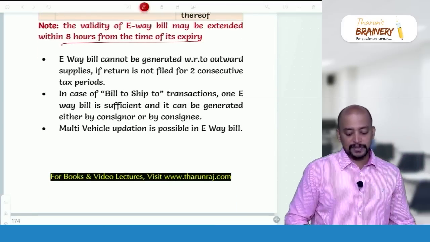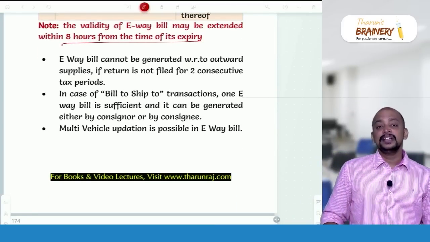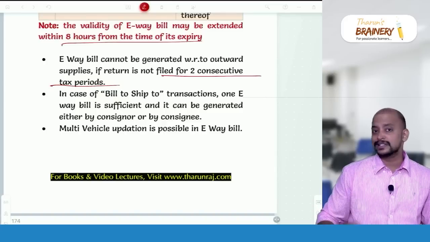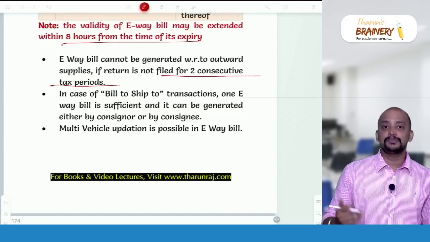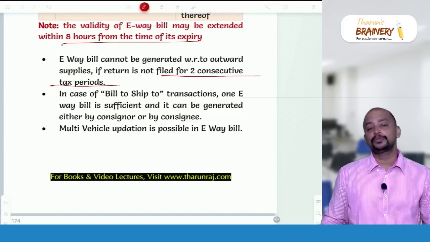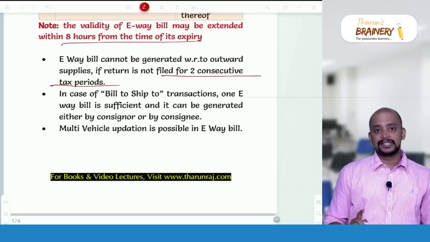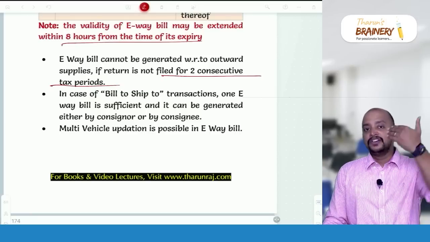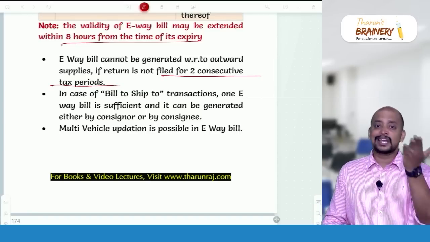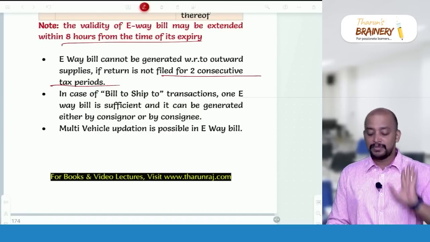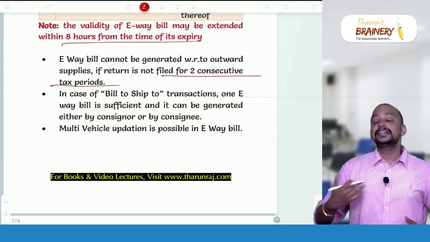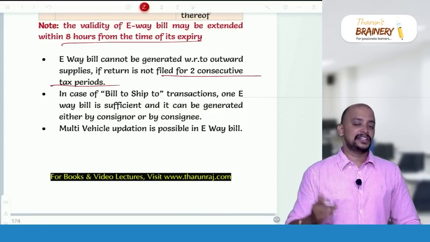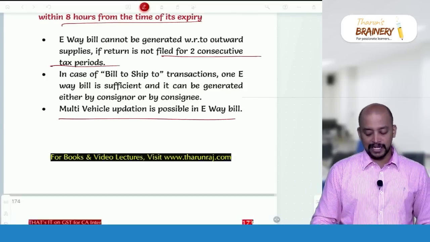And e-way bill cannot be generated with respect to outward supplies if I have not filed returns for consecutive 2 tax periods. If I have not filed returns, I cannot generate the e-way bill, meaning my e-way bill will be blocked. In case of bill to ship to transactions, one e-way bill is sufficient, because even though there are 2 supplies, one from the original supplier to the billing address, second between billing address and the shipping address, one e-way bill is sufficient. Then in a single e-way bill itself, multi-vehicle updation is possible: up to some distance one vehicle and thereafter another vehicle.